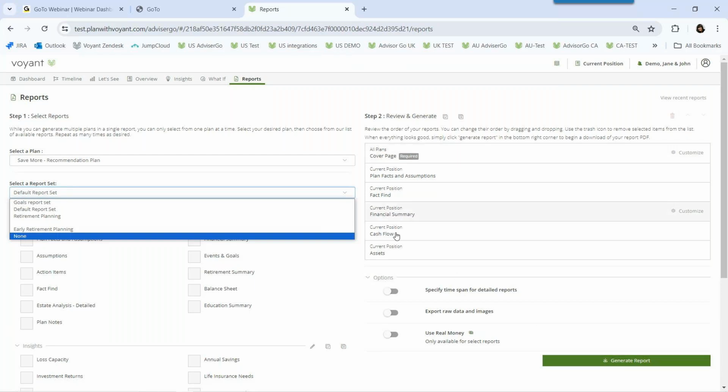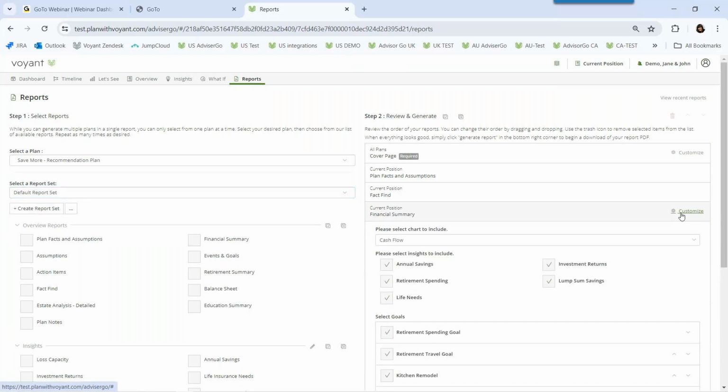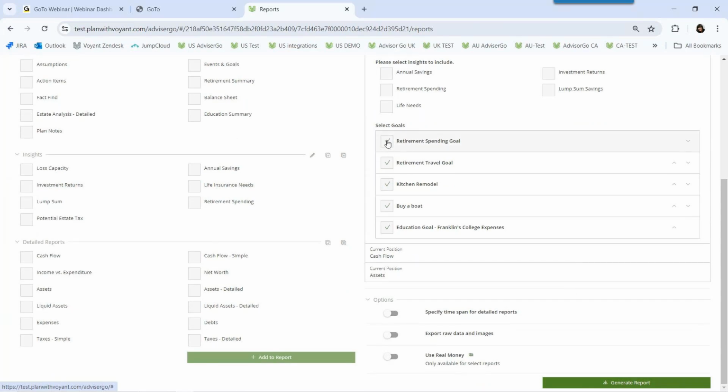And then if you want to customize any of these, anywhere you see this customize cog, you can select or deselect different items that you want to show or not show in the report. You can also select or deselect different goals that you want to show.